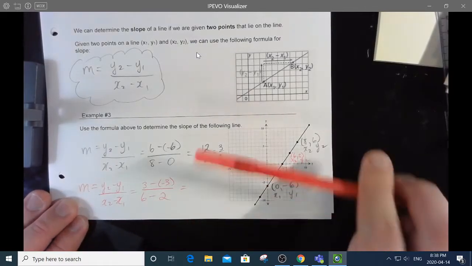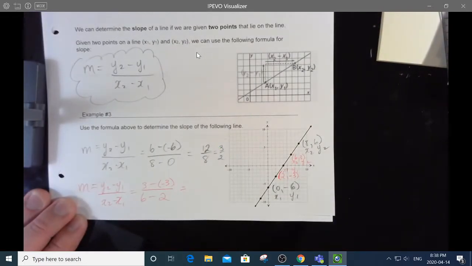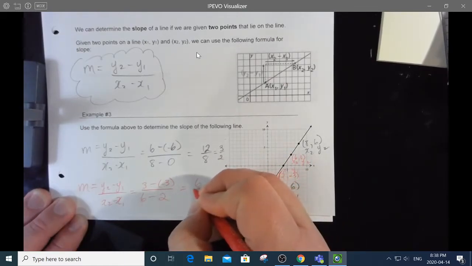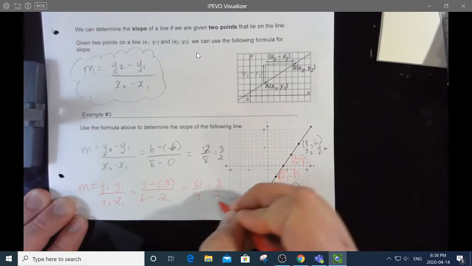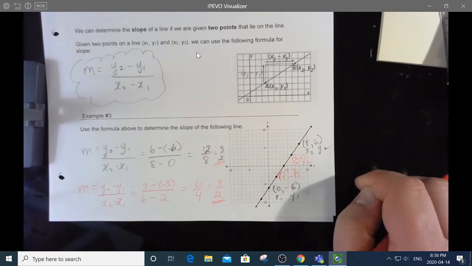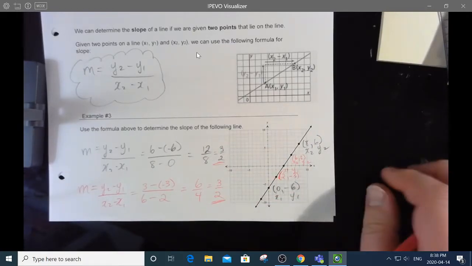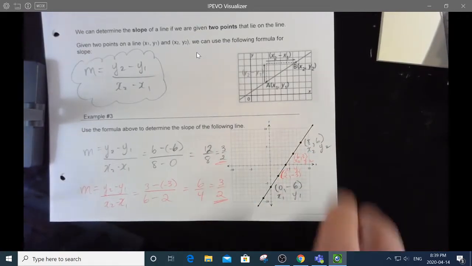My apologies for how small this is. Boy, people watching this on a phone are going to really struggle. There, is that any better? My apologies. Anyway, 3 minus negative 3 is 6. 6 minus 2 is 4. And hey, does that look like that? Yeah, it does when I simplify it. And again, we already knew that. We knew from chapter 5 that the rate of change of a straight line, or a linear relationship, has to be a constant value. And that's true for slope as well. The slope of any 2 points on a line should always give me the same value.